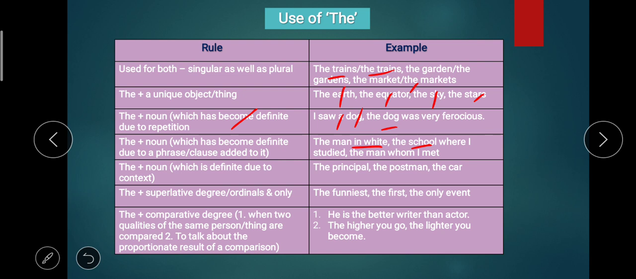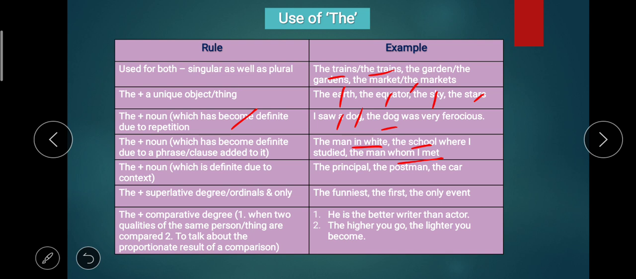School. Which school is being talked about? The school where the speaker studied. So "where I studied" is the clause which makes it particular. That's why "the" is used before it. The man. Which man? Whom I met. So "whom I met" is the clause which defines the man. That's why "the" is used before it. So we use "the" before the noun which is followed by either a phrase or a clause.